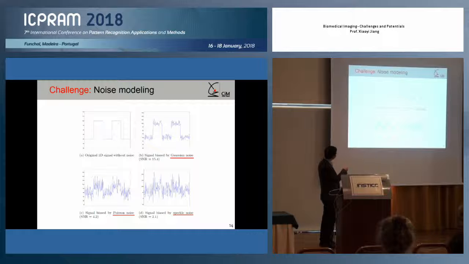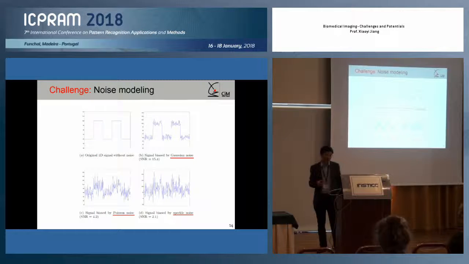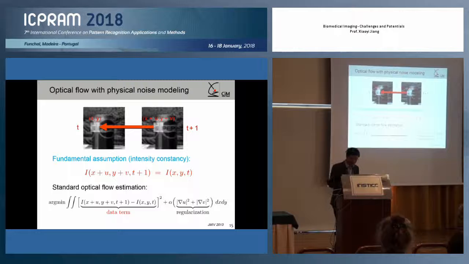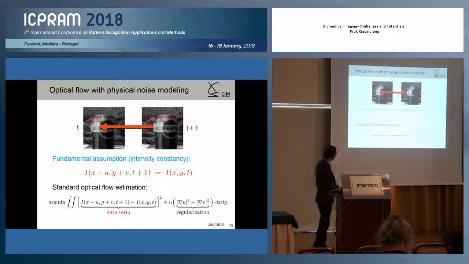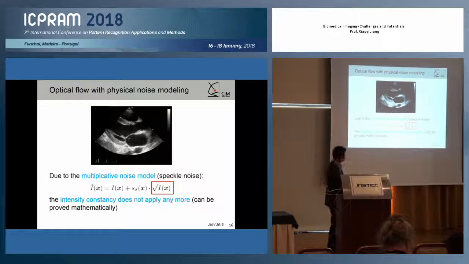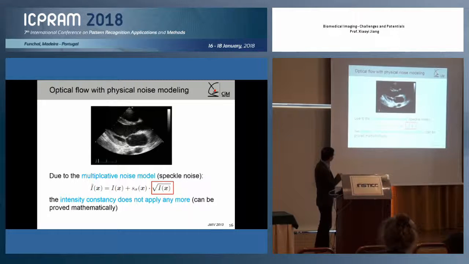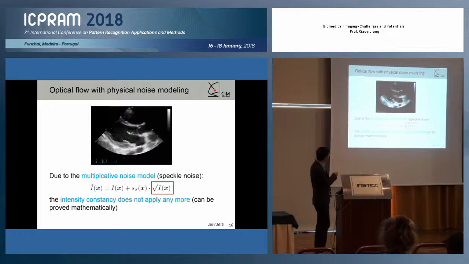And if you compare the Gaussian noise here with this Poisson or speckle noise typically visible in ultrasound, you will see this kind of noise should be more difficult to deal with than such normally distributed noise. And this is reflected in segmentation, in motion analysis. In case of optical flow, for instance, I have shown you this very simple assumption, typically used. And indeed, in case of ultrasound, we are faced with this signal-dependent model.